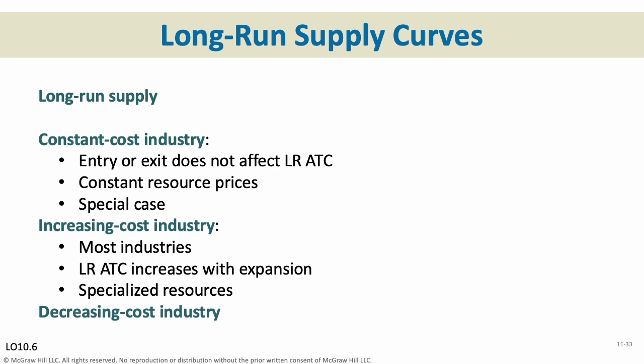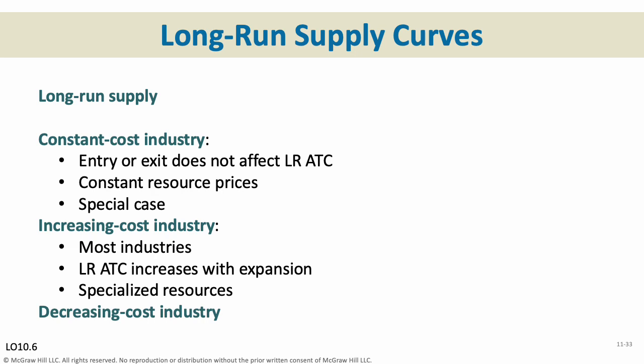So long-run supply curves. A constant cost industry: entry or exit does not affect long-run average total cost. Constant resource prices. That's what we were just looking at. In the second scenario, entry or exit of firms does affect cost. Input costs will increase as firms enter the industry, and input costs will fall as firms exit. And that would give us an upsloping long-run supply curve.